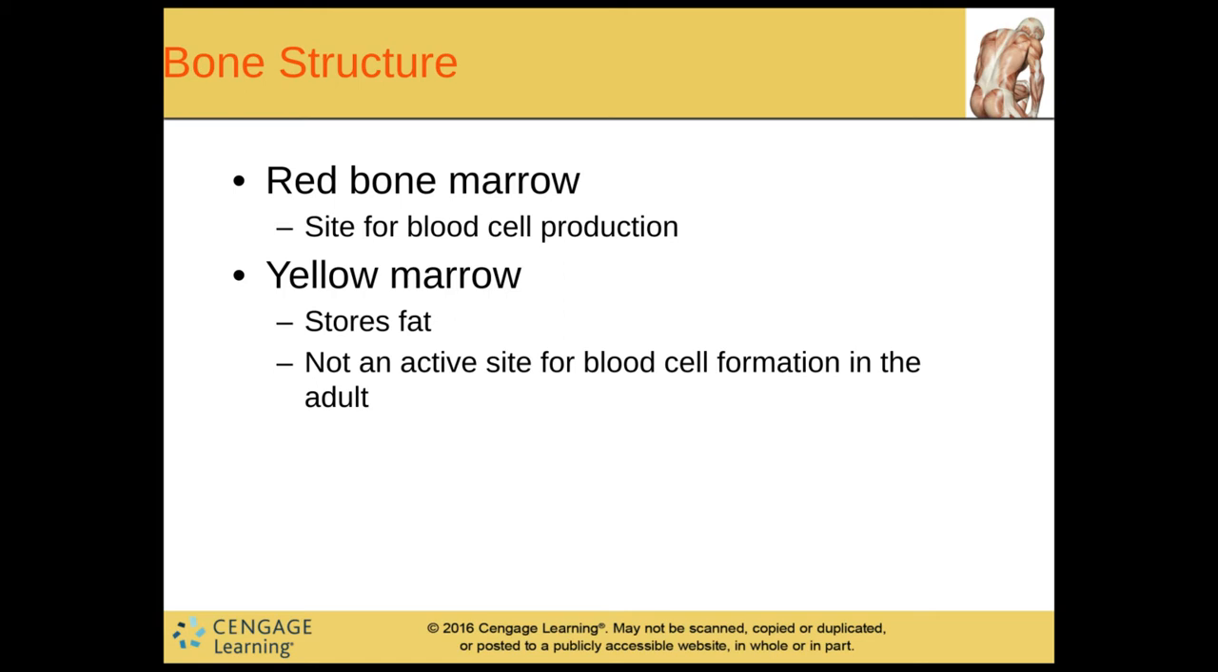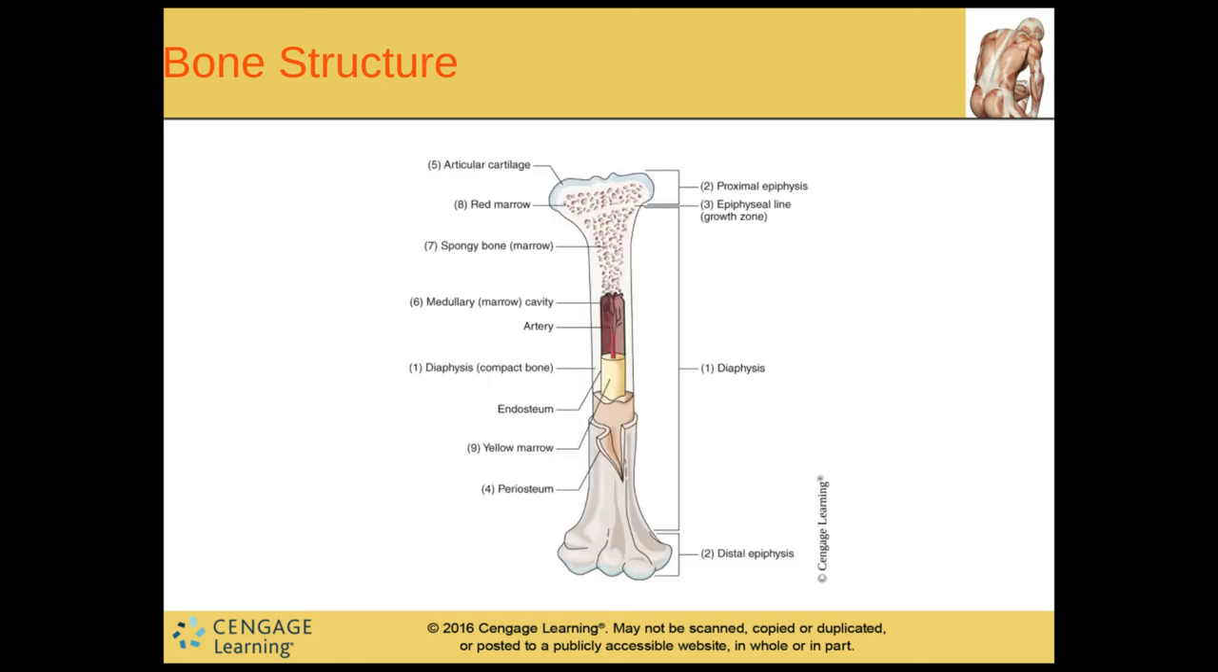Red bone marrow is the site for blood cell production, right? And then our yellow marrow stores fat. So it's not an active site for blood cell formation in an adult, but it does store fat. Okay. So this is the structure of a bone that we were talking about, right? So this is that little cartilage area so that bones aren't rubbing one on another, okay? So then this is that red marrow. That's where our blood cells are made.